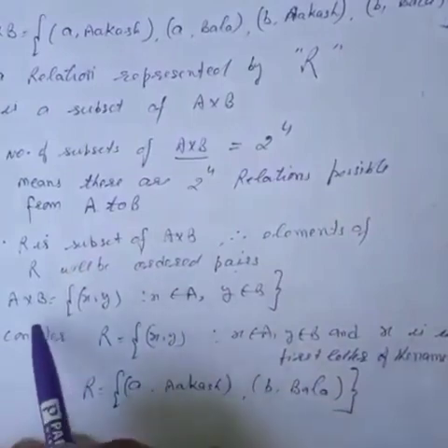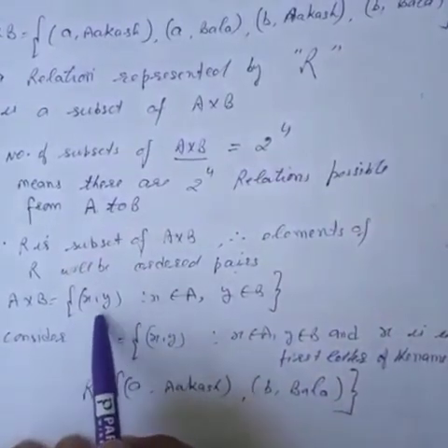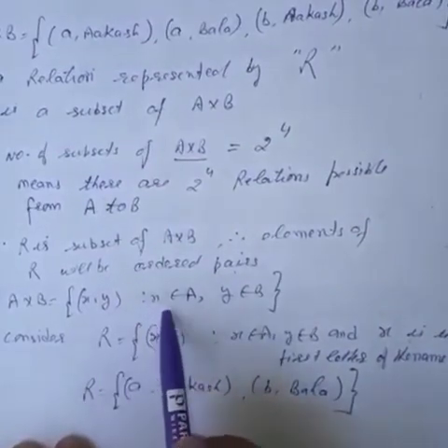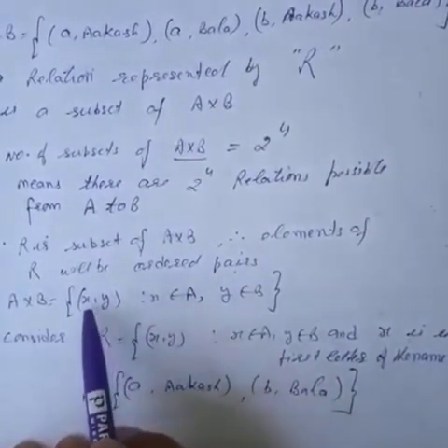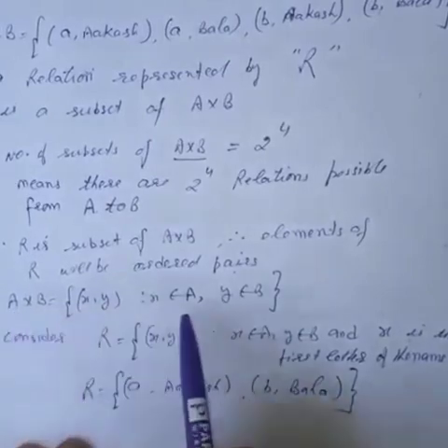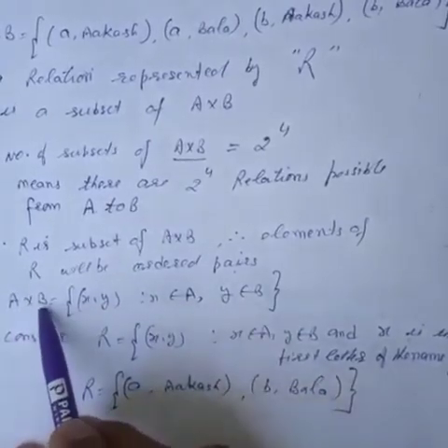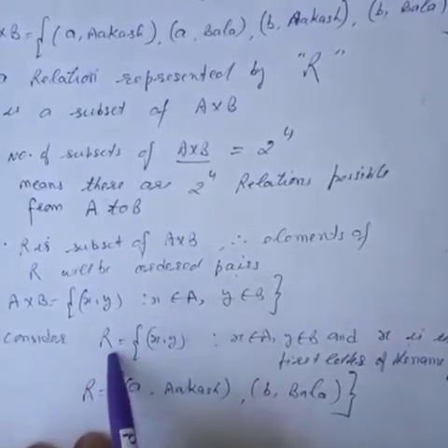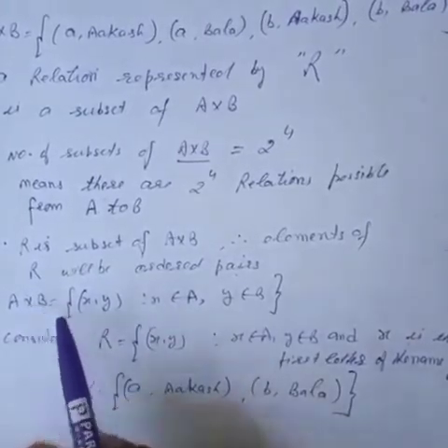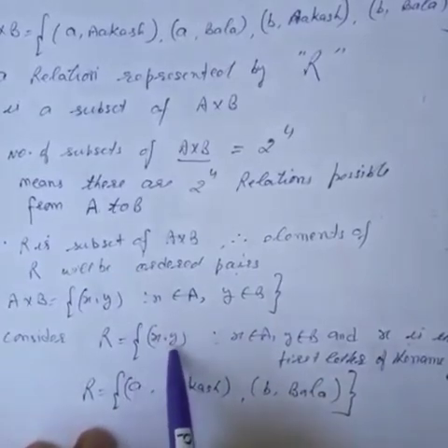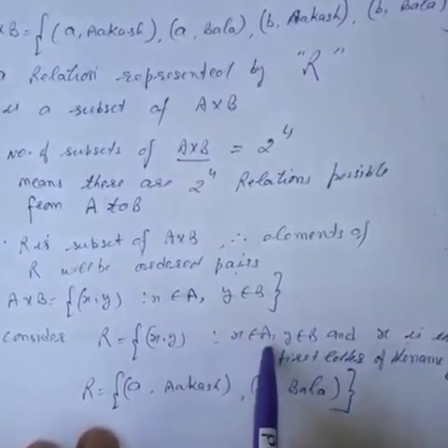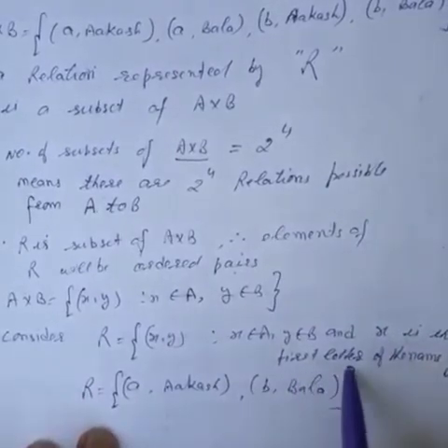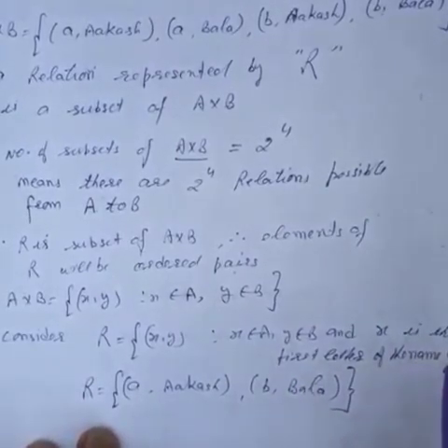Now the Cartesian product in the set builder form is written like this: all elements x comma y, where x is element of set A, the first element belongs to the first set, and y is an element of set B, second element belongs to the second set. Now you consider R a relation which is subset of A cross B. Let R is a set xy where x belongs to A, y belongs to B, and x is the first letter of the name given in y.